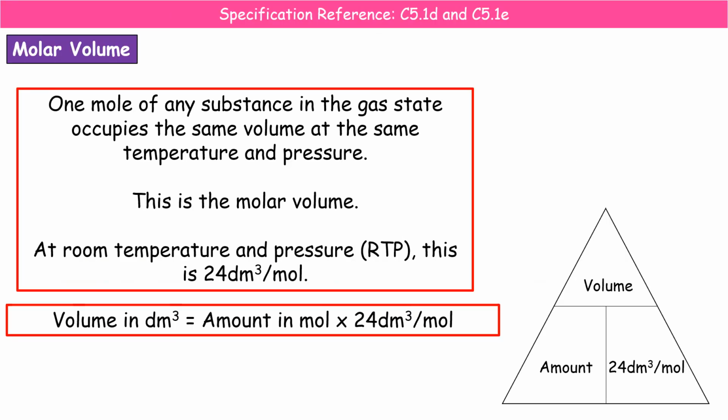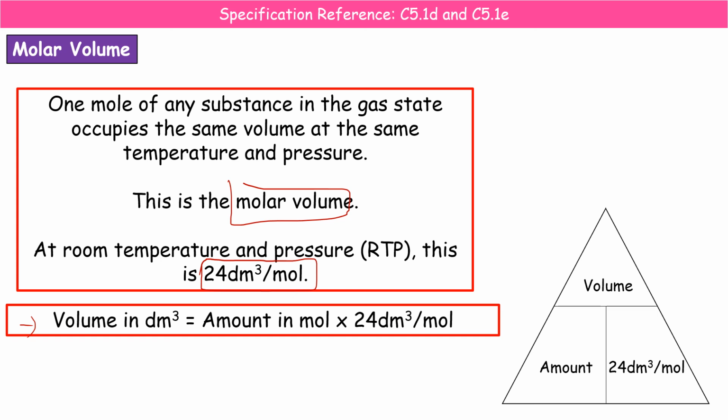Final calculation of today is looking at our gas volumes. So what we're looking at here then is when we consider any substance, when it's in the gas state, 1 mole of that substance is going to occupy the same volume at the same temperature and pressure. And that's what we refer to as the molar volume. So at room temperature and pressure, that's going to have a very specific number of 24 decimeters cubed per mole. This is going to be our very useful little formula. The volume in decimeters cubed is the amount in moles times 24.